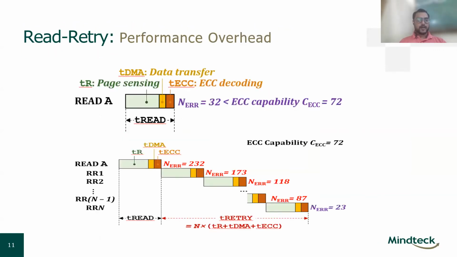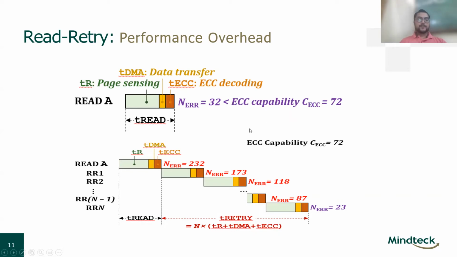So this is how the read retry performance overhead comes about. Reading a page contains three steps: page sensing, which we represent as TR in this case, the data transfer time, which we represent as TDM, and the error correction decoding time, which we represent here as TECC. If the number of error bits in the page is less than the ECC capability, like in this case 72, the page is read directly and transferred to the SSD.